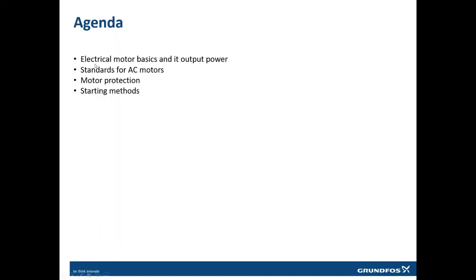The agenda, as we discussed: electric motor basics and their output, and standards for AC motors. This is very important because there are probably more than 5,000 manufacturers of motors. So how will you know which manufacturer is good, or which manufacturer's motor you should buy, because one manufacturer can vary from another? But these standards help us differentiate between different motors, because all the manufacturers are using the same manufacturing standards.